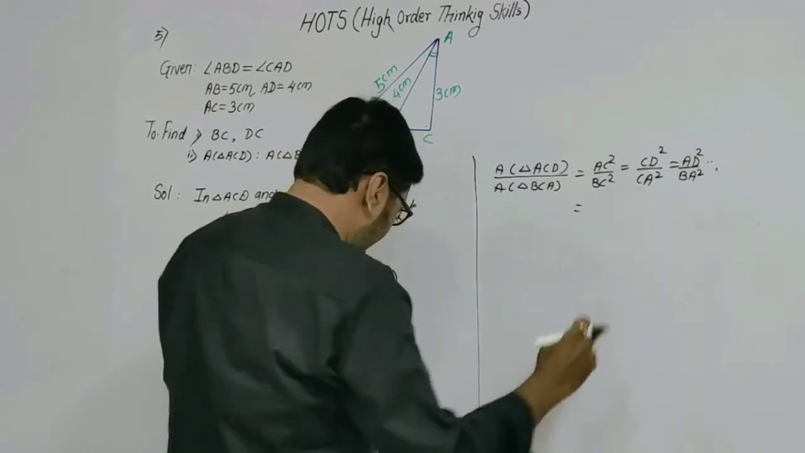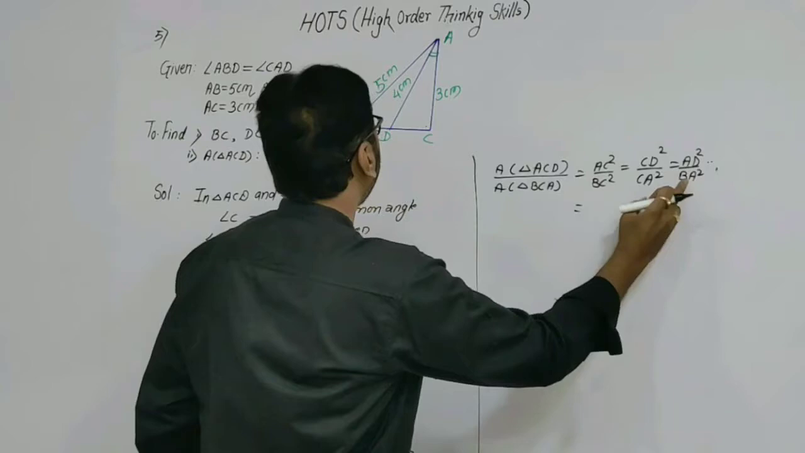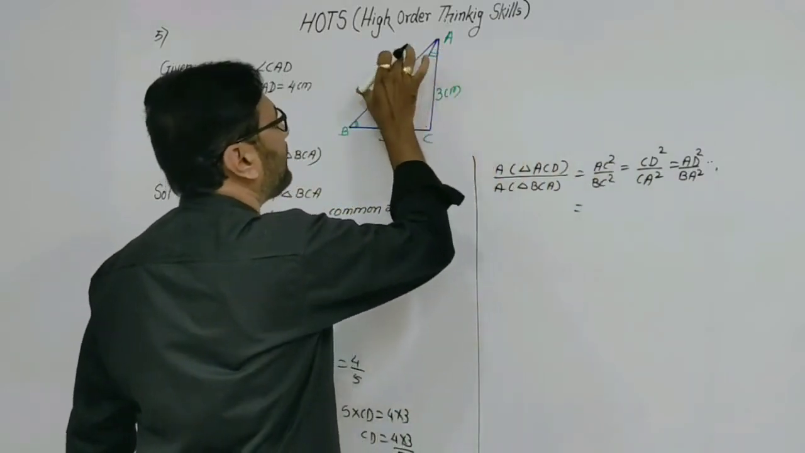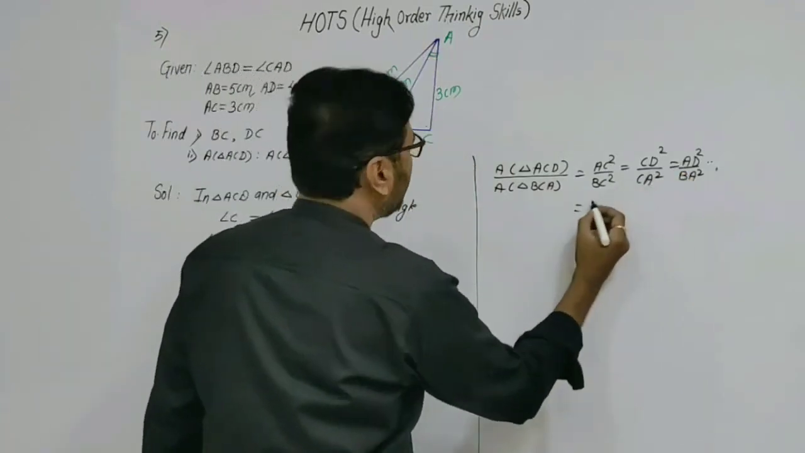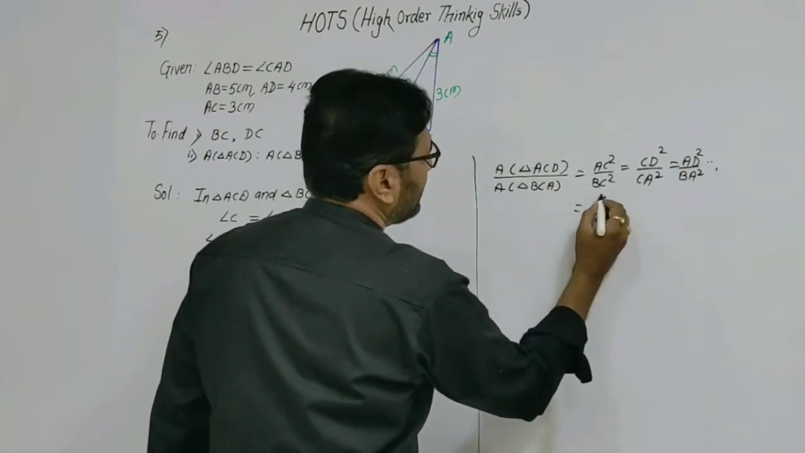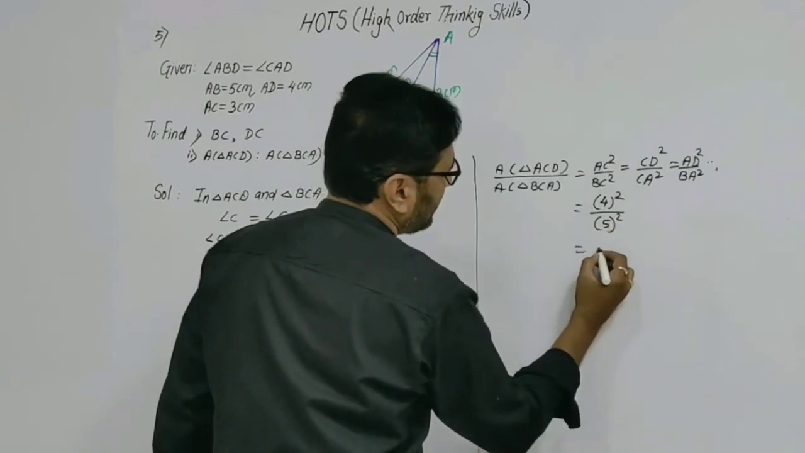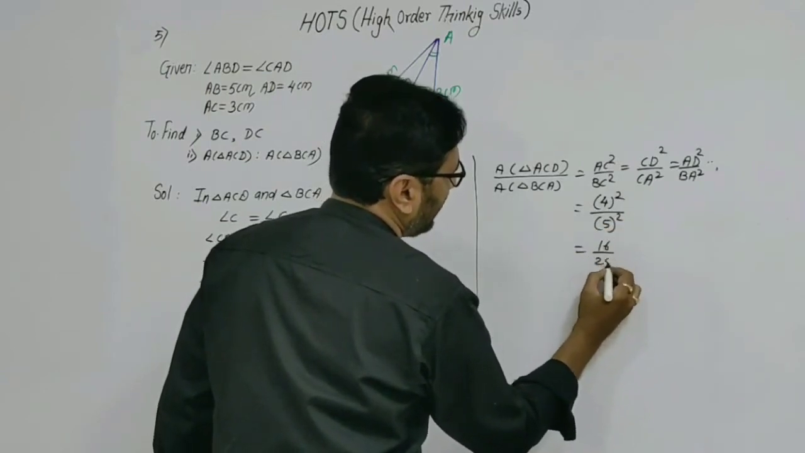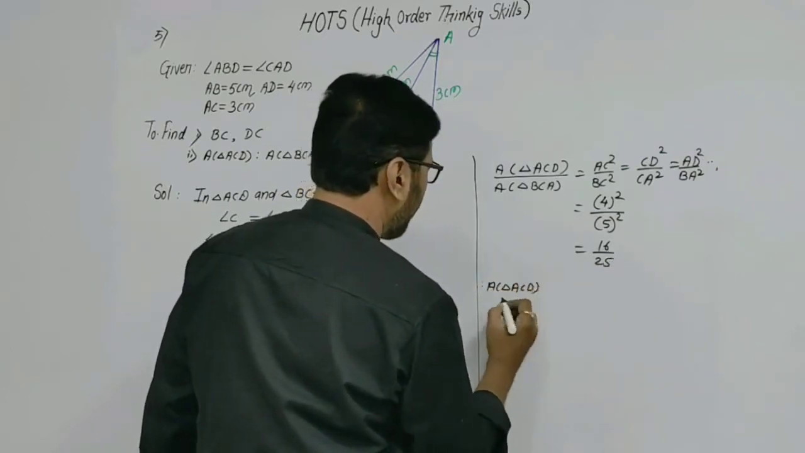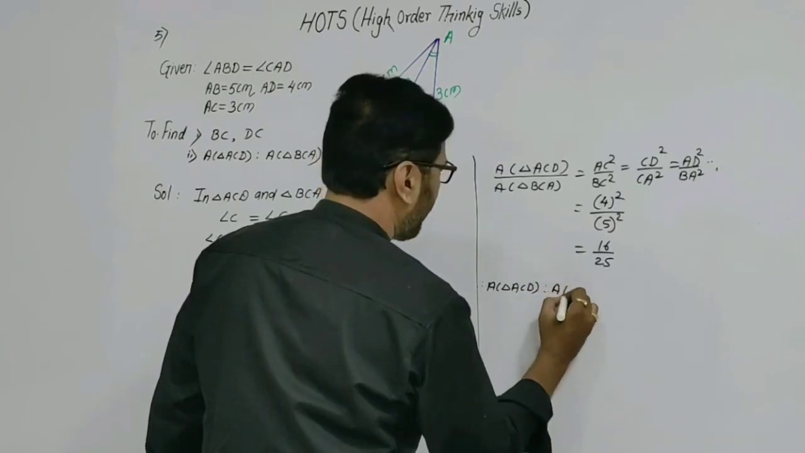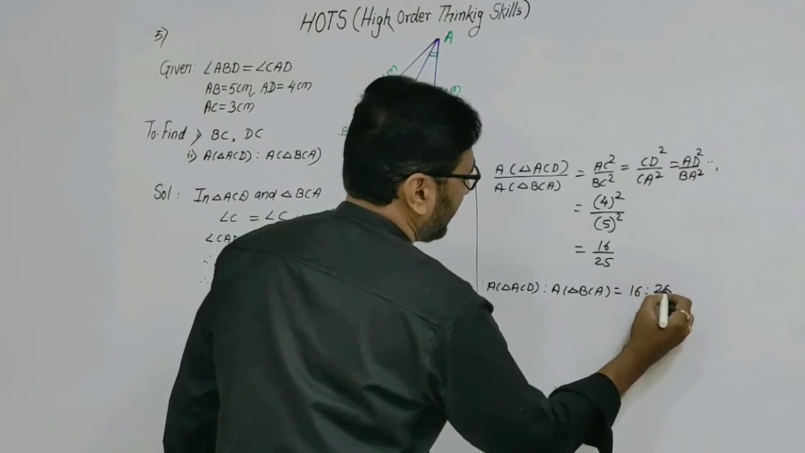CD, do we know CD? Again, CD is in decimal. Don't take this. Try to take AD and BA. AD is 4 centimeter and BA is 5 centimeter. So you will take 4 square upon 5 square, that is 16 upon 25. So area of triangle ACD is to area of triangle BCA is equal to 16:25.